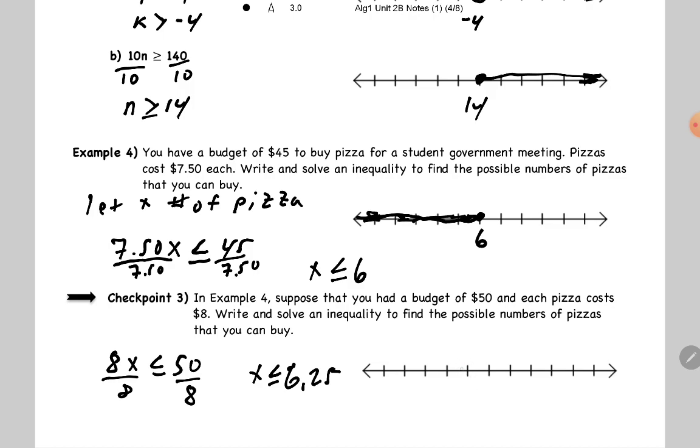Now, if your pizza place was able to give you a quarter of a pizza, then you could buy 6 1/4 pizzas. But most likely you'll end up buying 6 pizzas. But you never know. You most likely know, but you don't know for sure. 100%. And that is pizza. And this section.